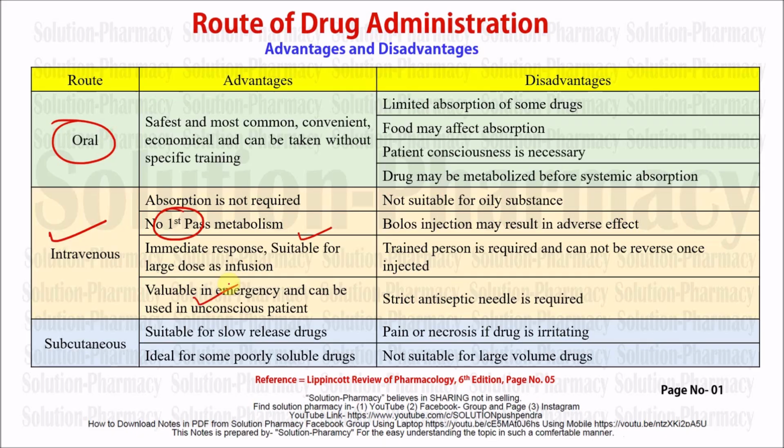Now let's discuss the disadvantages or limitations. The first limitation says not suitable for oily substances. Those drugs or substances which are solubilized in an oily vehicle are not suitable for the intravenous route. This is an important one. Second, bolus injection may result in adverse effects. If we introduce a large amount of drug via this route, that may cause some unwanted or adverse effects that are not suitable for that particular person. Now the next disadvantage or limitation says a trained person is required and it cannot be reversed once injected.